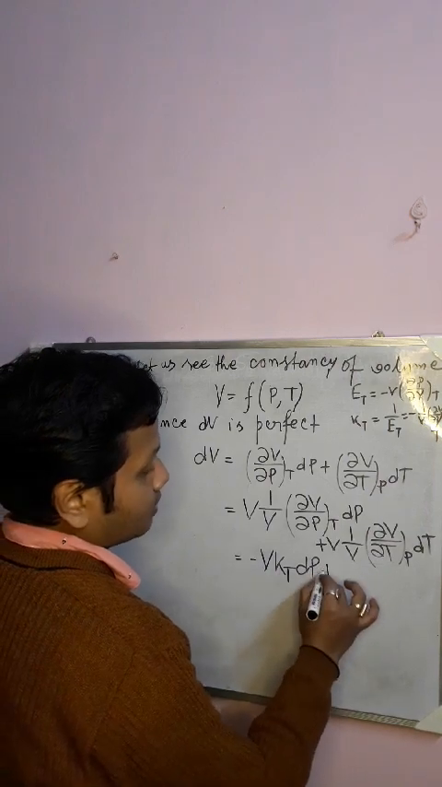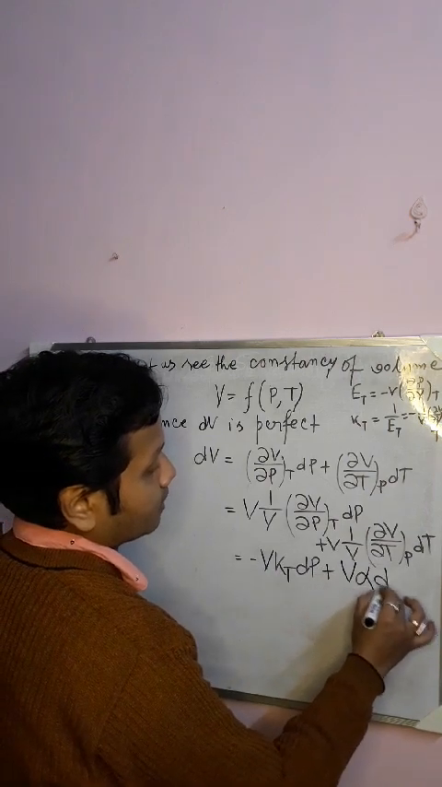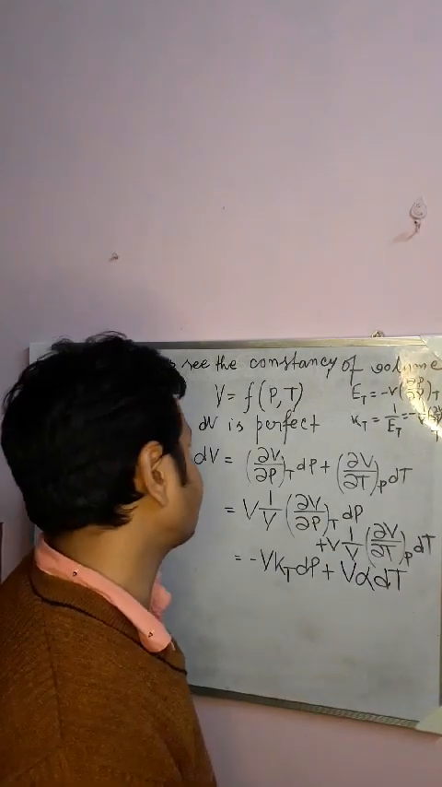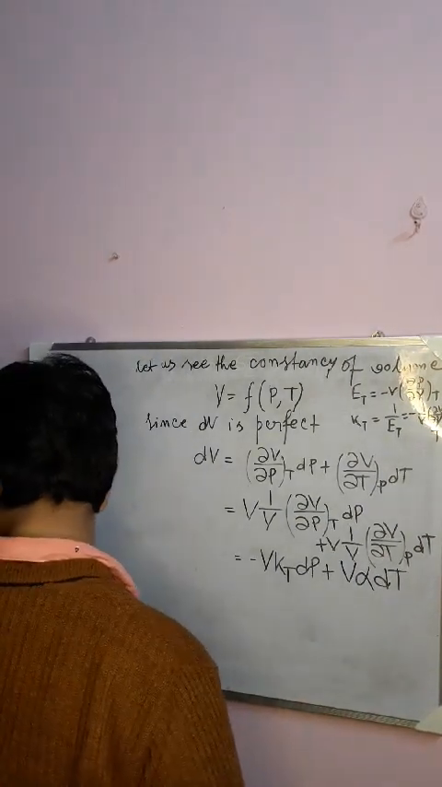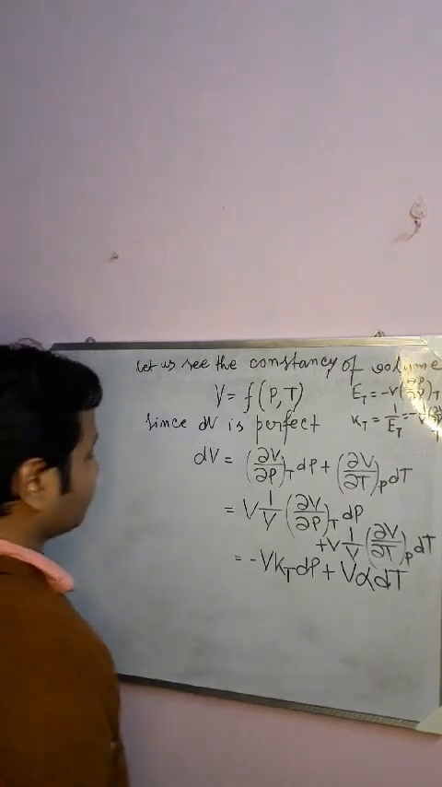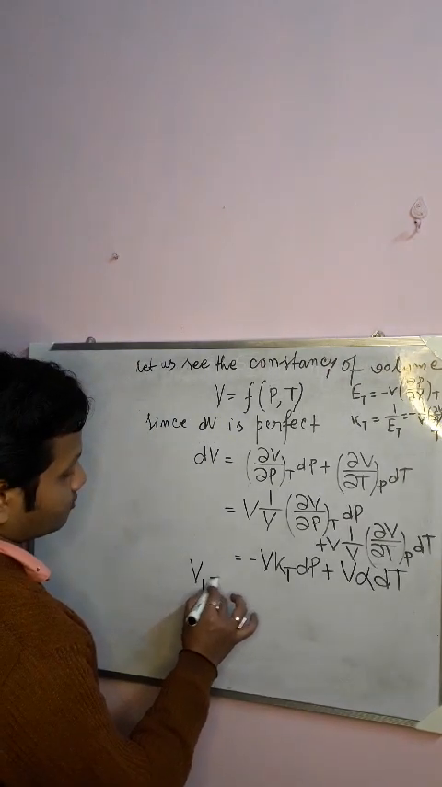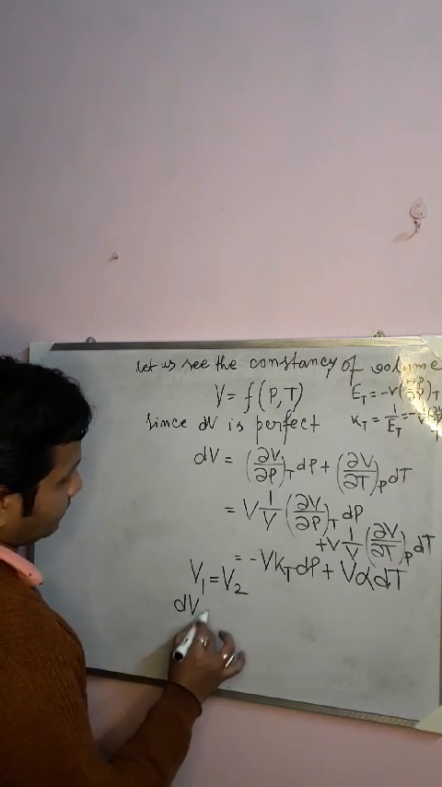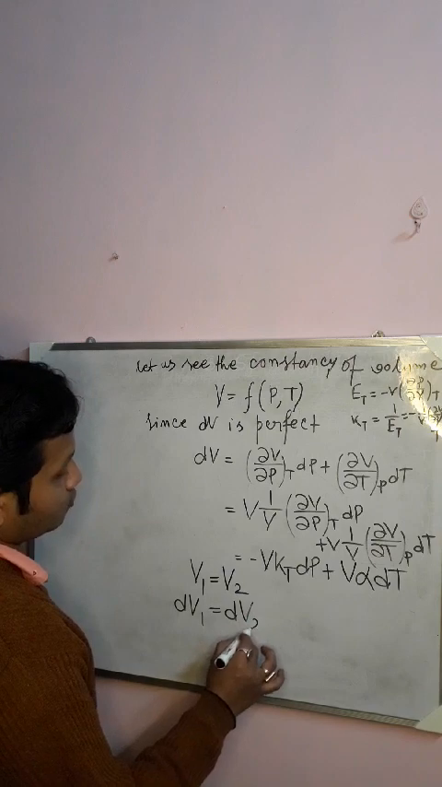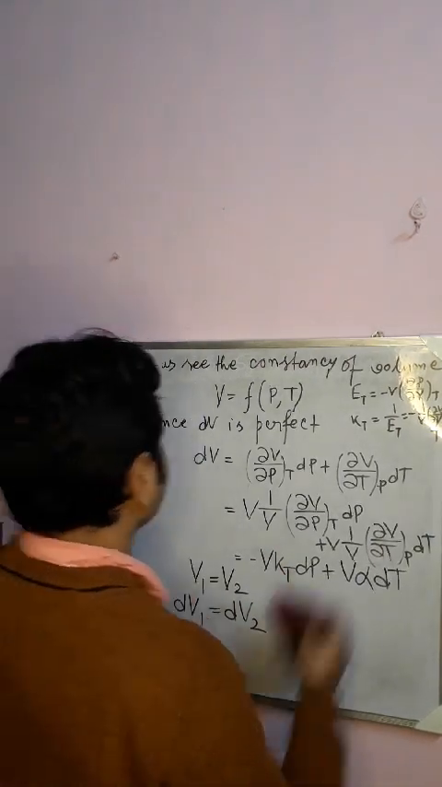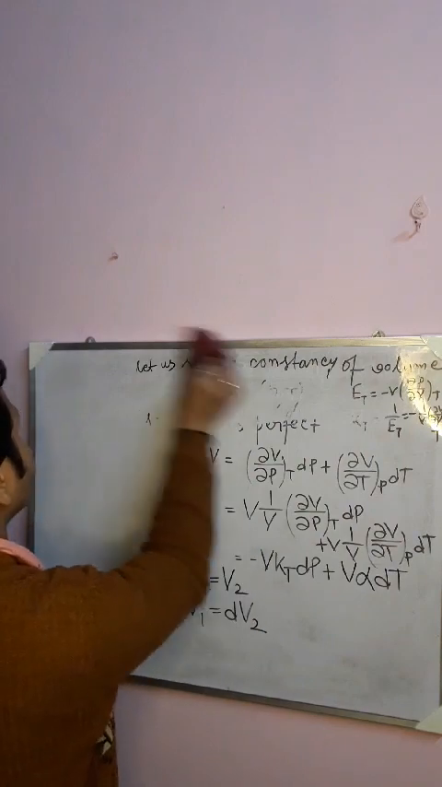And this is the volume expansion coefficient. Simply, this dV can be written in this way. Again, do what I did previously: in a second order phase transition, the volume remains constant. That means V1 equals V2. As a result, dV1 equals dV2. So we have to substitute the value in this equation. Let us see what will be the result.